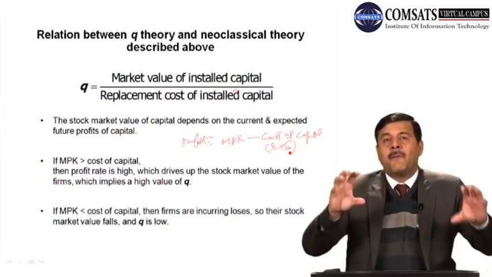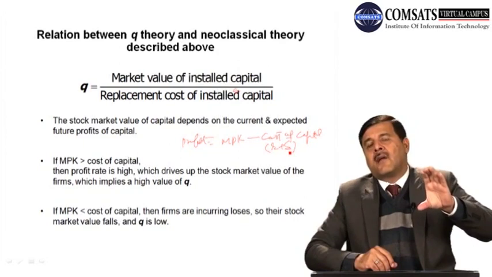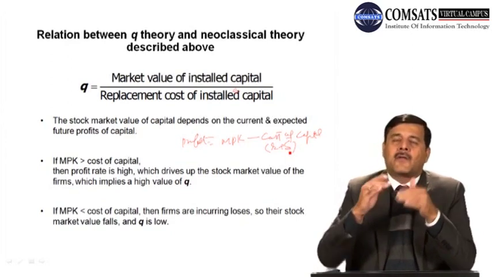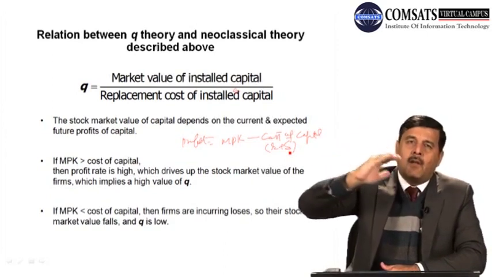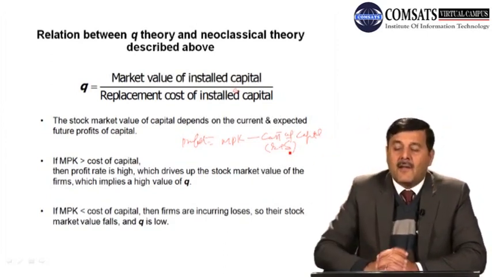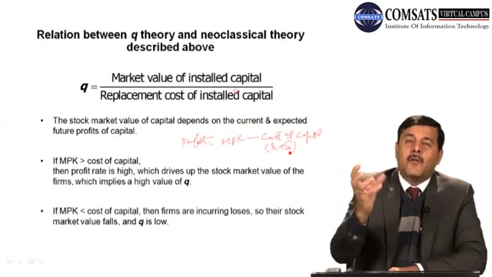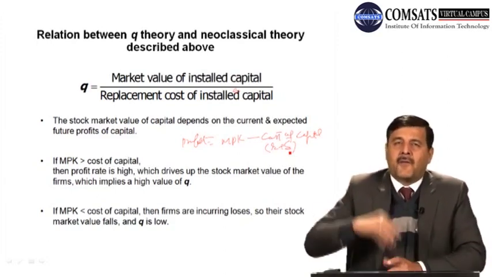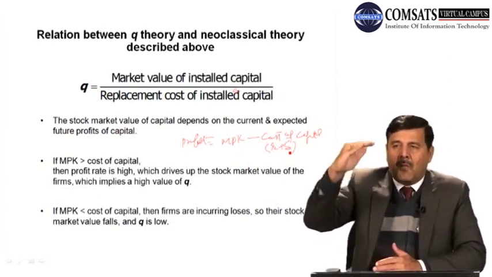So what is the relationship? If MPK, the real rental price of capital and the marginal productivity of capital, is greater than the cost of capital, what happens? The profit rate will go up. When the profit rate goes up, this drives up the stock market value of the firms, right? So in this situation, the Q value will also go up, implying a high value of Q. So there is a positive relationship between the profit rate and the Q value. If the profit rate rises, the Q value will also rise. If the profit rate falls, the Q value will also fall.